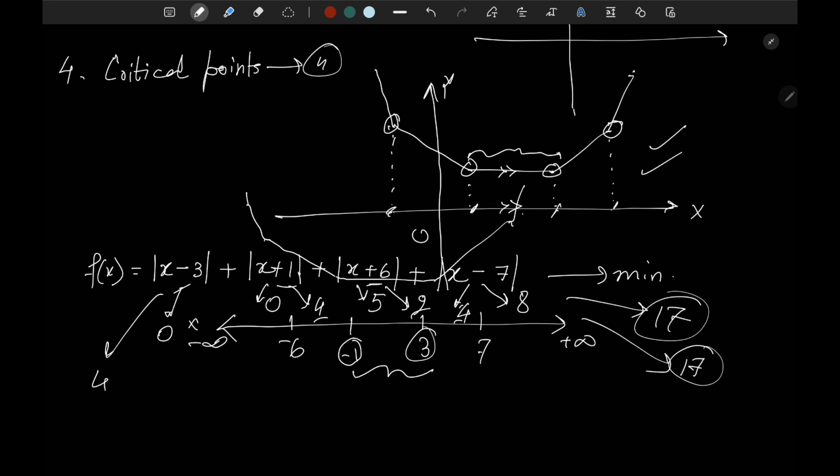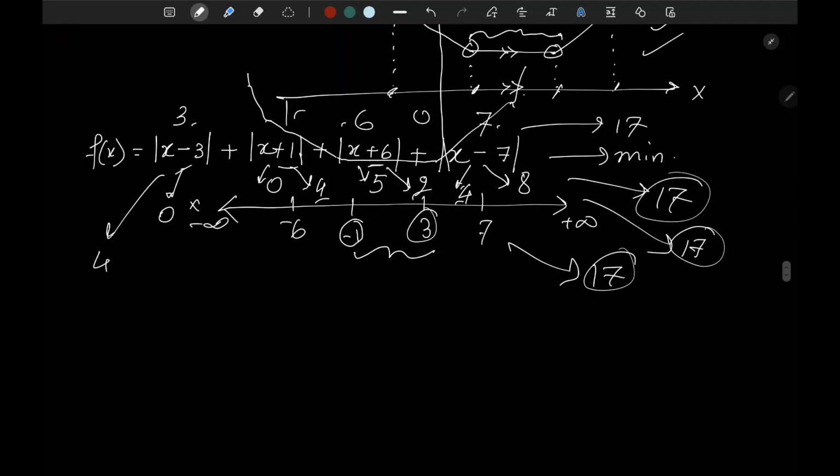You can take even 0. So this will be 3, this will be 1, this is 6, this is 7. 7 and 3 is 10, 6, 16, 1, 17. Your minimum value is 17. Within a matter of seconds, you can figure this out. Okay.